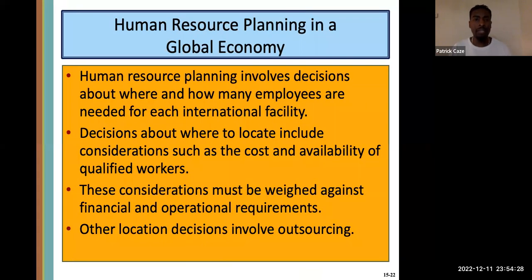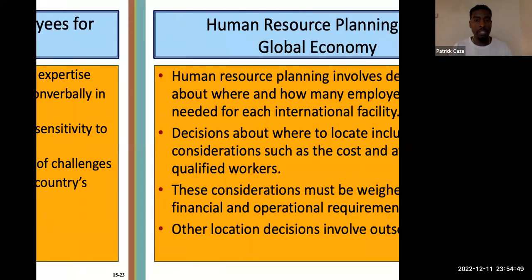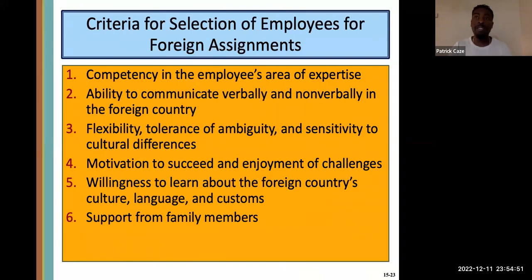Human resource planning and global economy. Human resource planning involves decisions about where and how many employees are needed for each international facility. Decisions about where to locate include considerations such as the cost and availability of qualified workers. These considerations must be weighed against financial and operational requirements. Other location decisions involve outsourcing, right? So again, when we move into another country, we have to look at our requirements, right? What is it that we're going to be doing here? What do we need to do it, right? And where can we find those people?